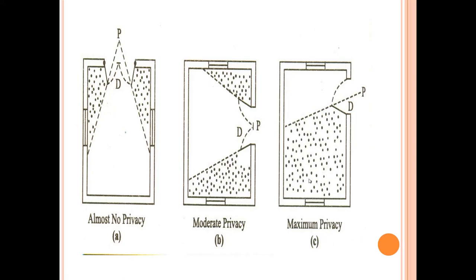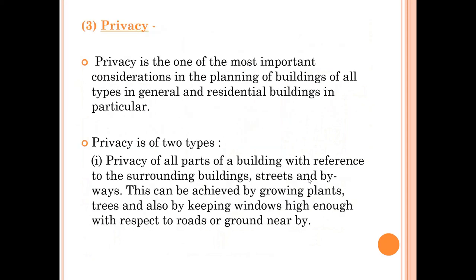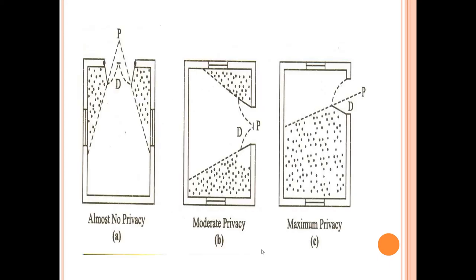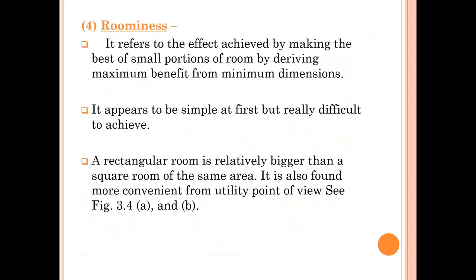But I want to add something. Nowadays we have the culture of French doors or bigger windows. So by providing curtains or frosted glass, we can get more privacy. So these things also should be taken care of. Also, by increasing the height of the compound wall, we can get privacy. Privacy is one of the most important factors or planning principles while planning a building.